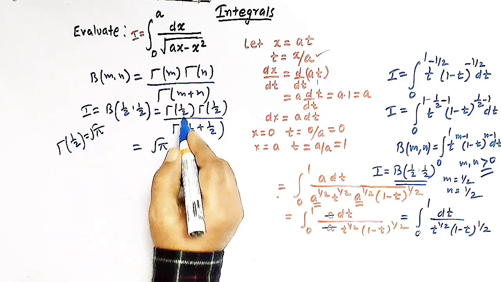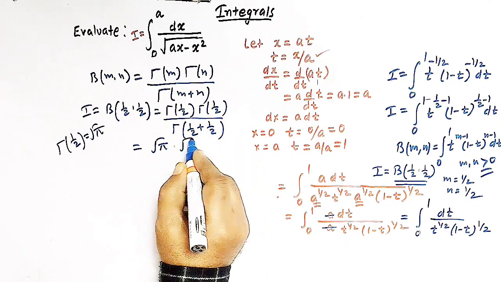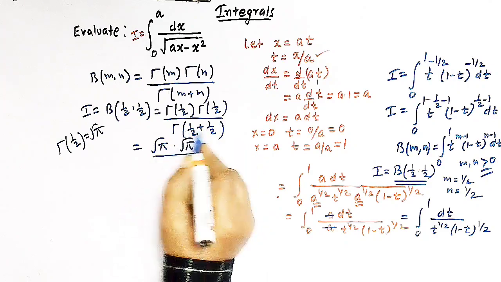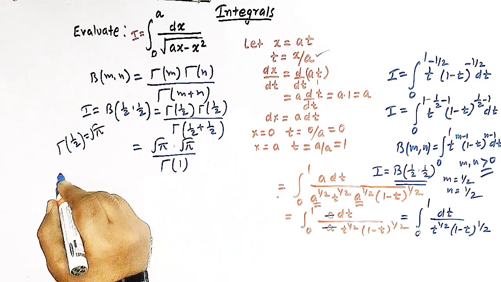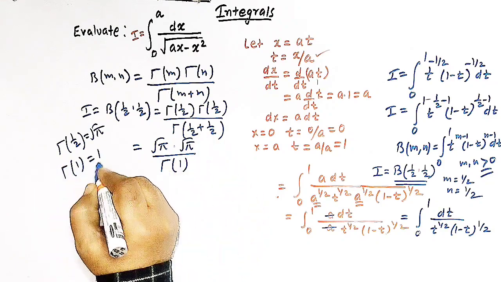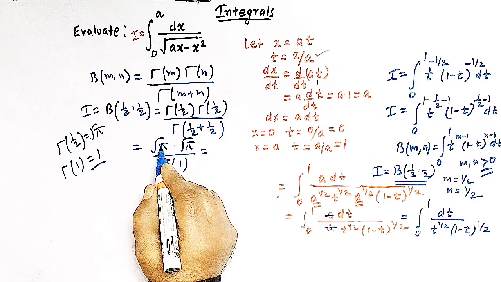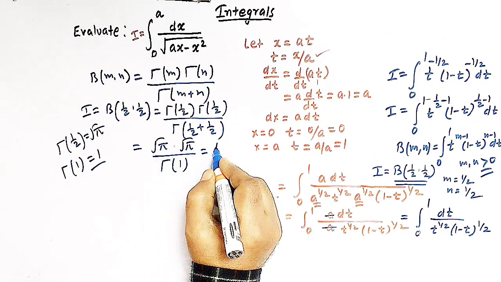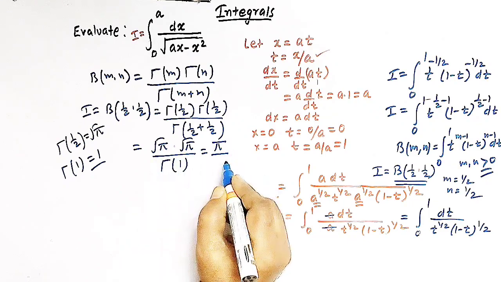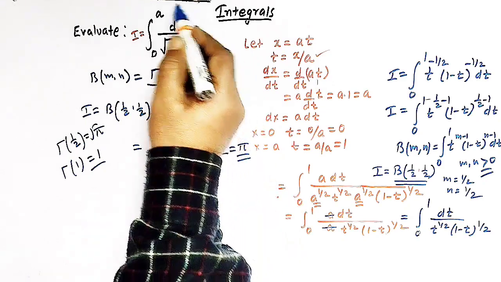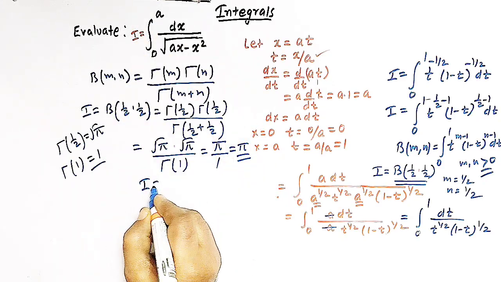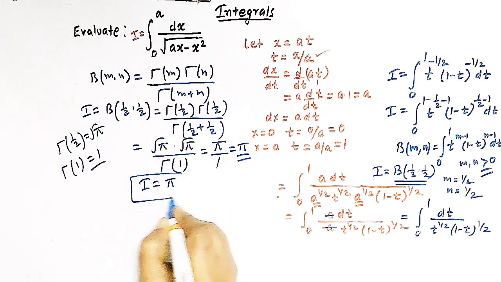So here we have square root of pi, here also we have square root of pi, and here we have gamma 1. Half plus half is 1, and the value of gamma 1 is equal to 1. So here root pi times root pi is pi, and gamma 1 is equal to 1, so this is equal to pi. So the value of this integral I is equal to pi.